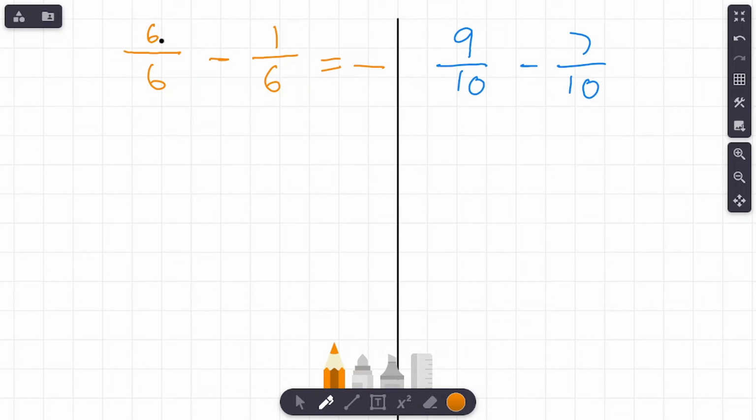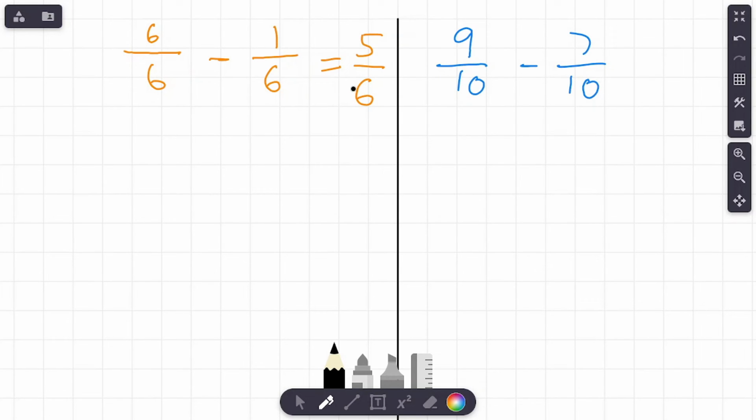Subtract the numerators. 6 minus 1 is 5. There we go. We do not subtract the denominators. It stays the same. 5/6 is what I was picturing in my head.